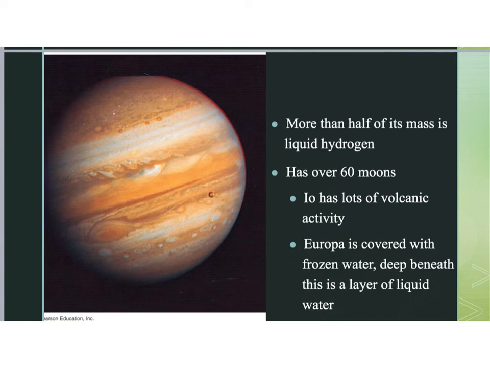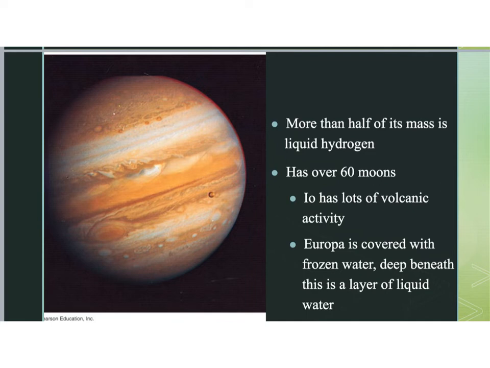More than half of its mass is liquid hydrogen. Scientists haven't sent anything to Jupiter, because it's a gaseous planet, you can't really send something to land on the surface, but they've sent things that have gone past it. They can make observations based on how it's changed and also the colors, things like that, so they can learn things about it.